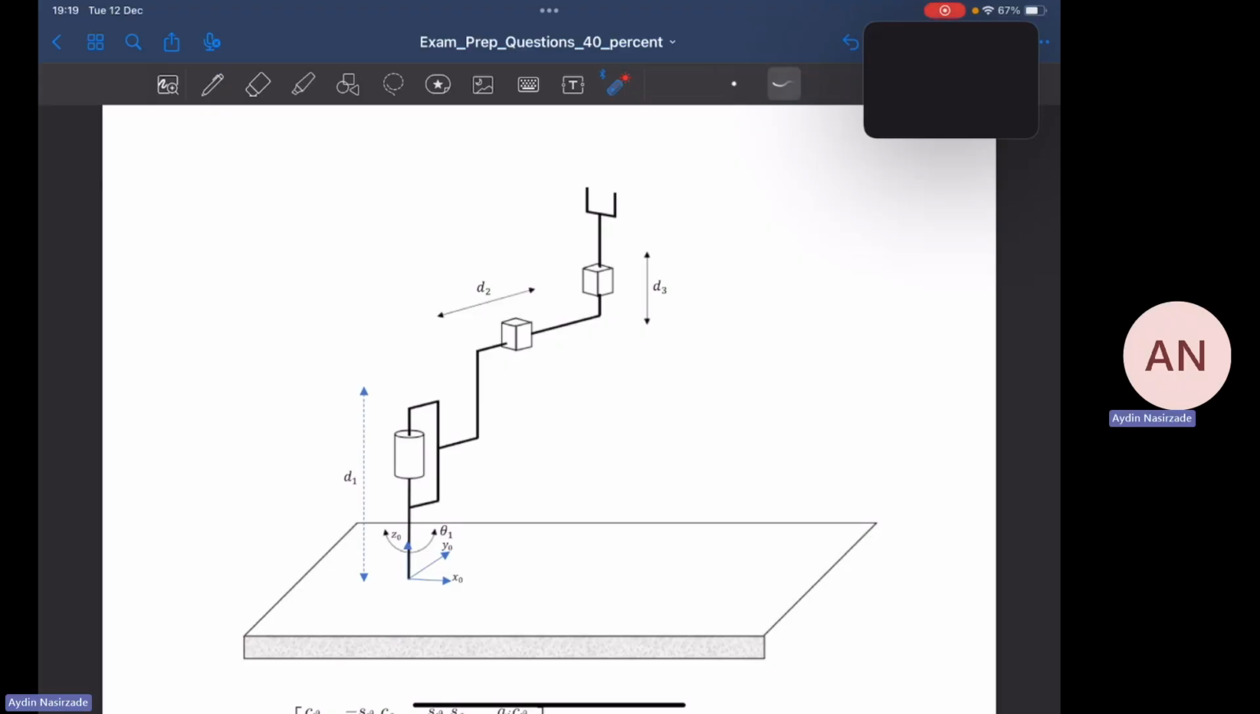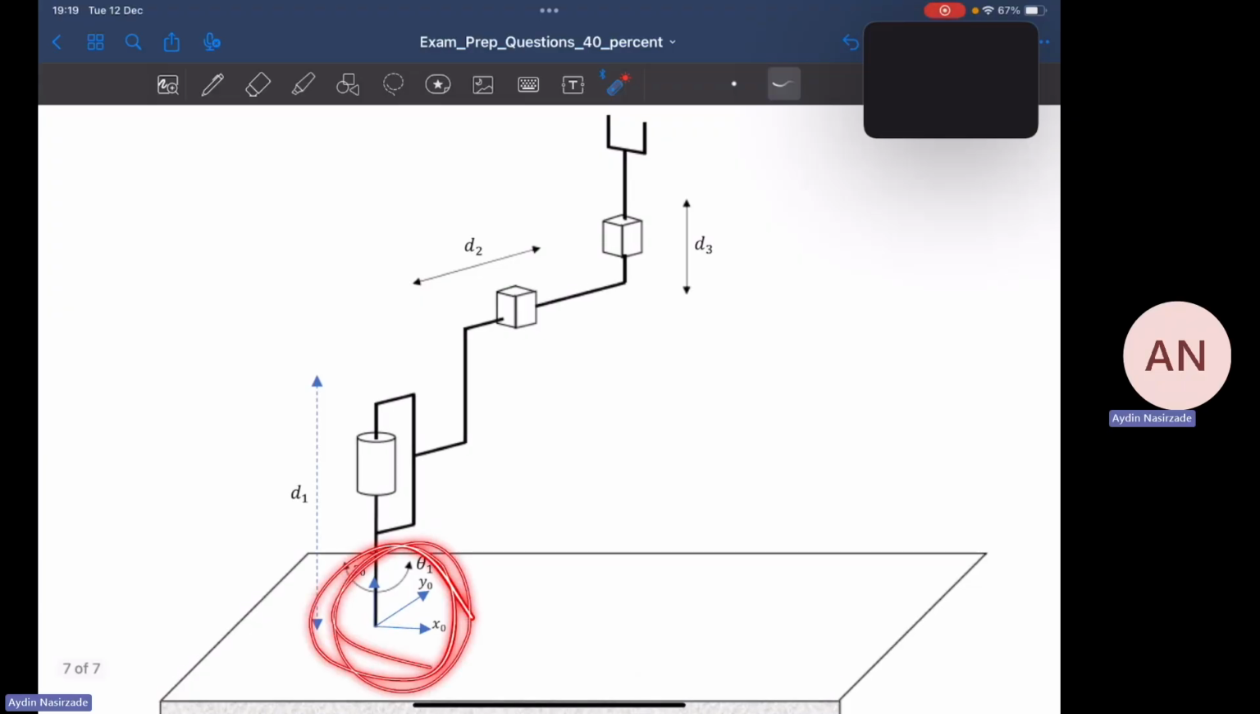So we have the base frame, or the frame that is attached to the first joint. So we have the zeroth frame, frame 0. Now we have to assign the second one, frame 1. We have a prismatic joint, and we know that z1 can be either in this direction or in the opposite direction. Let's assume that z1 is directed this way.